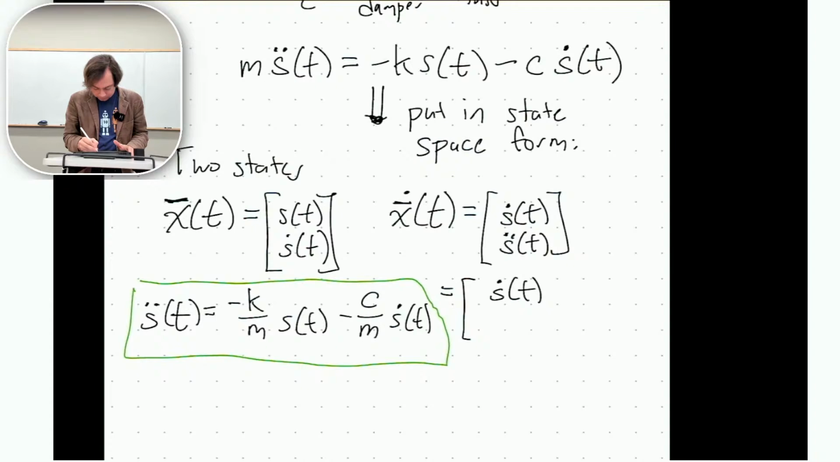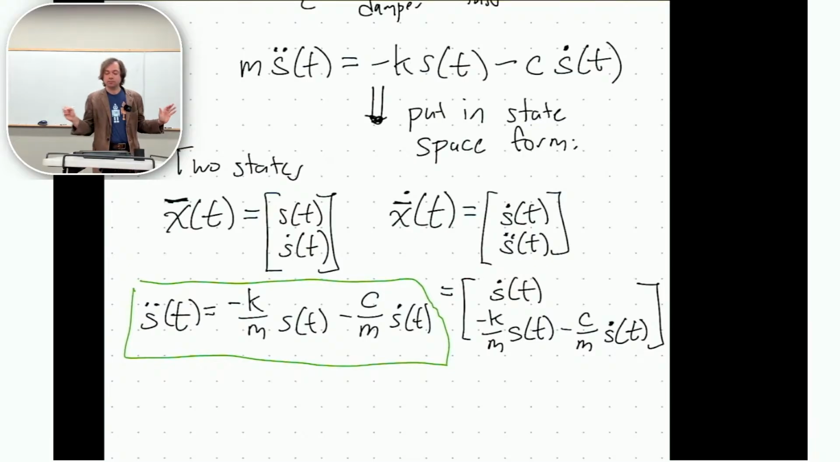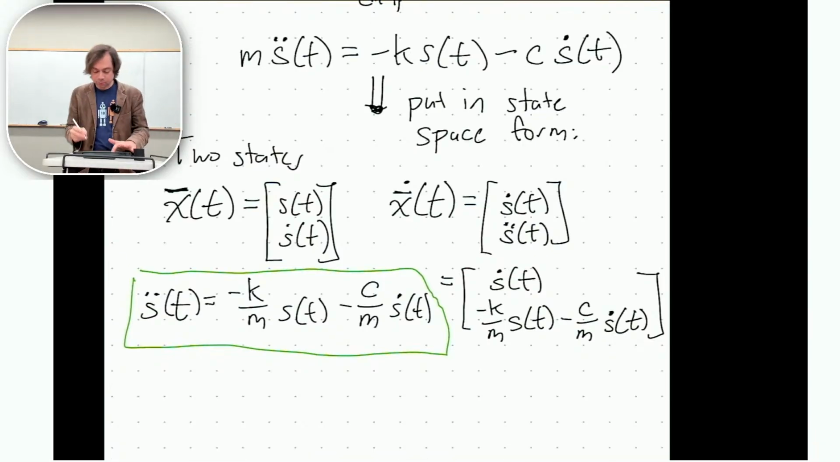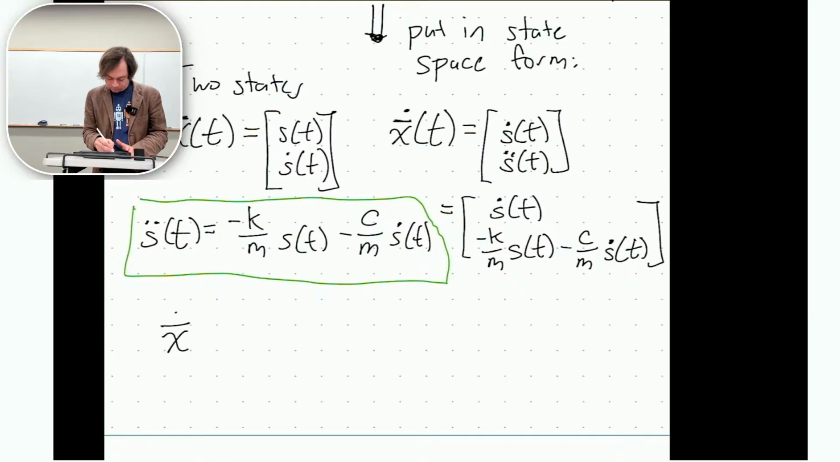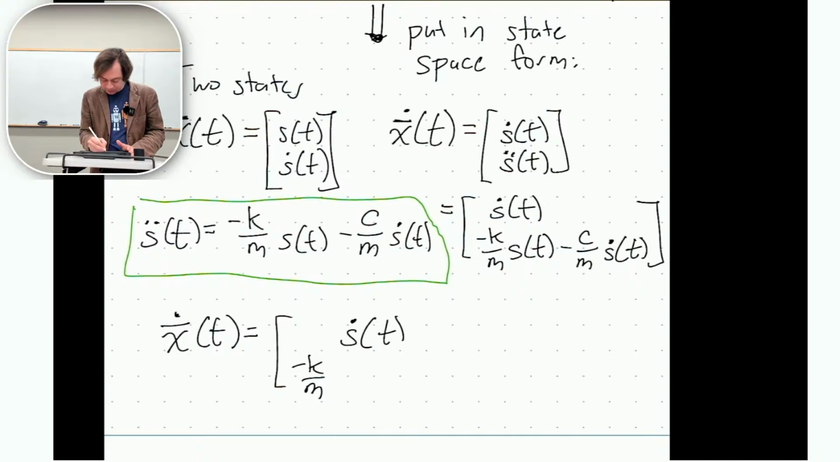Okay. This is minus k over m S of t minus c over m S dot of t. Now it's in state space form. Rewriting it just real quickly, S dot of t, and then minus k over m S of t, minus c over m S dot of t.